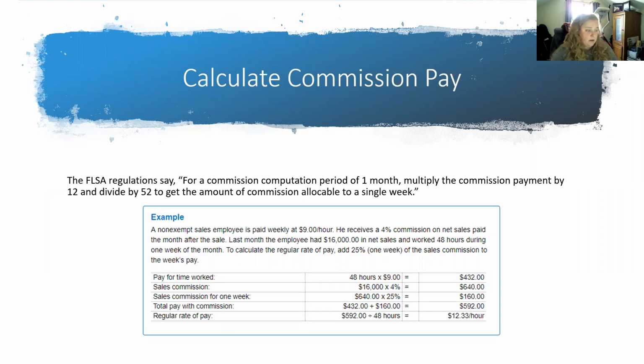So we're going to take $160, add it to our regular rate of pay of the $432 for the 48 hours worked times $9 an hour and get a total of $592. Then we're going to divide that by 48 hours because they worked 48 hours in the week and we get $12.33 per hour. So that's the employee's regular rate of pay for that work week, and the overtime hours would have to be paid on that $12.33. Does that make sense?